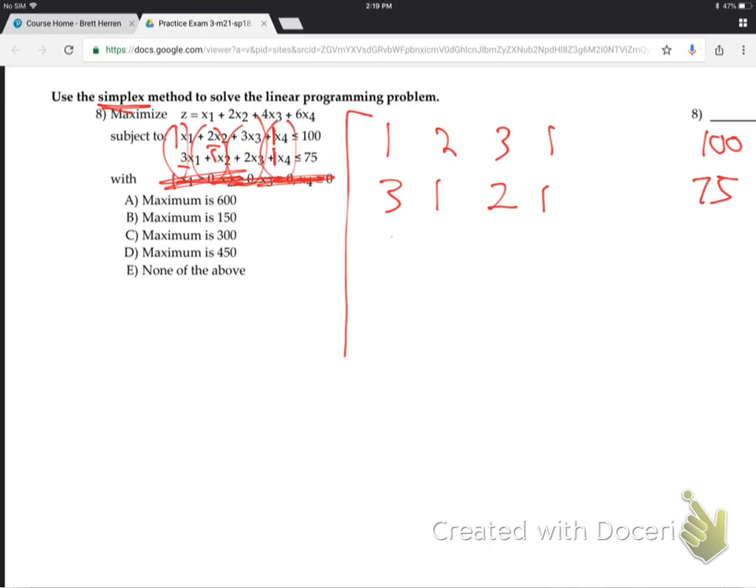I don't want to graph them. It would be a five-dimensional graph, three-dimensional graph, four-dimensional graph. Anyway, everybody see what I'm doing? Just writing down the coefficients. Now, what do you always do for the Z?